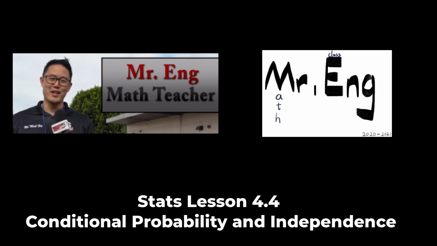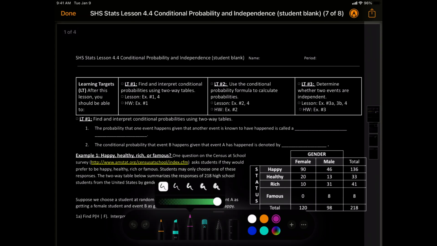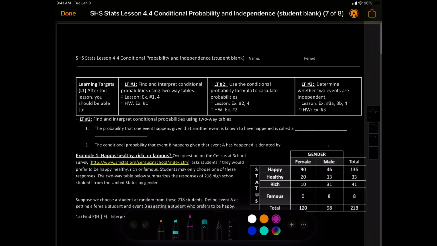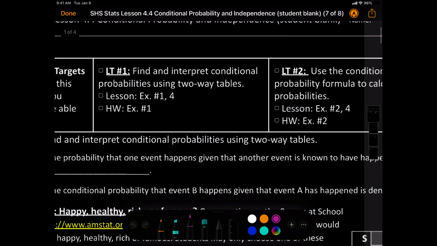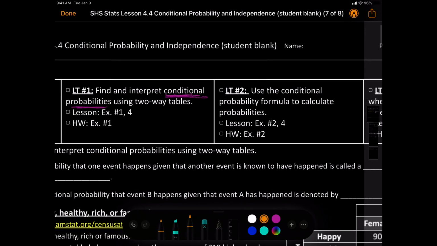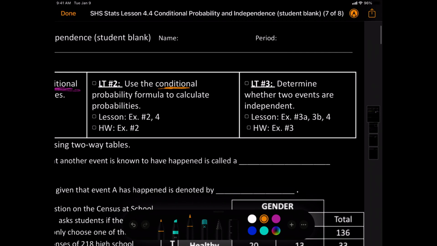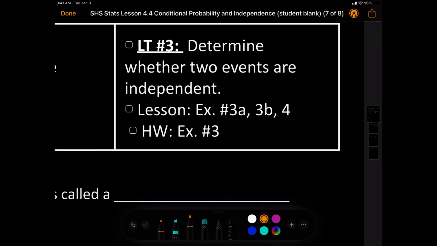We doing math today. Hey stat students, let's go over lesson 4.4 and our learning targets. Learning target number 1, find and interpret conditional probabilities, right? Maybe your parents put on some conditions if you can go out, right? That's the word I want you to think about. Number 2, use conditional probability formula to calculate probabilities. So once we understand the conditions given to us, then we can apply that to probability. And then the last one, determine whether the two events are independent. That's the big one. Okay?